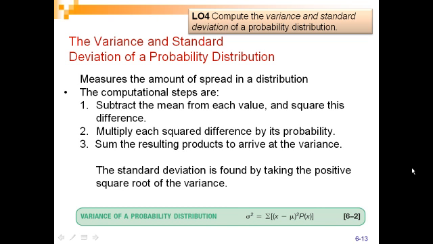The computational steps are: the first one is to subtract the mean from each value and square this difference. And then multiply each squared difference by its probability. And then sum the resulting products to arrive at the variance. The standard deviation is found by taking the positive square root of the variance.